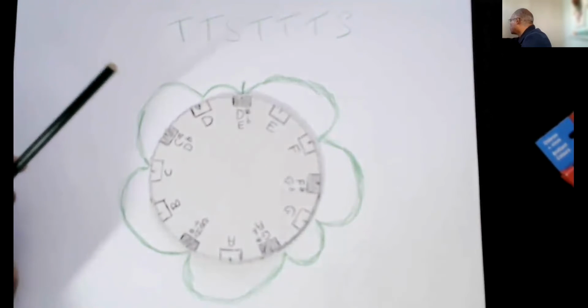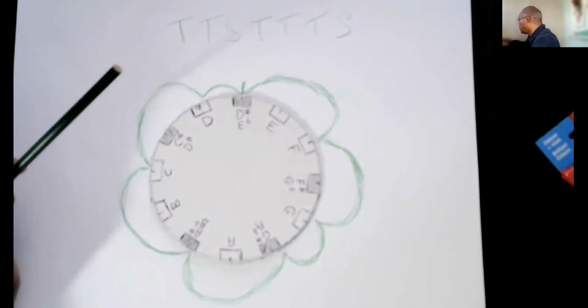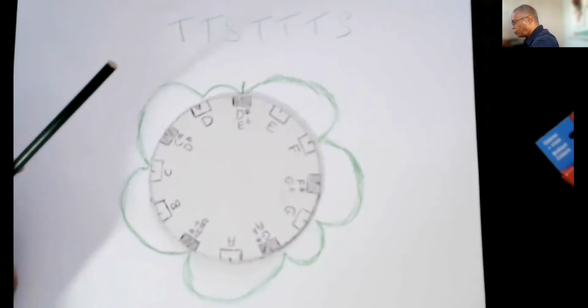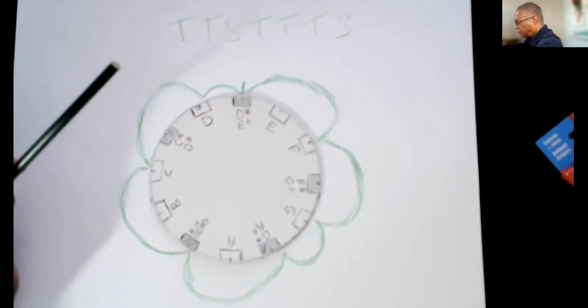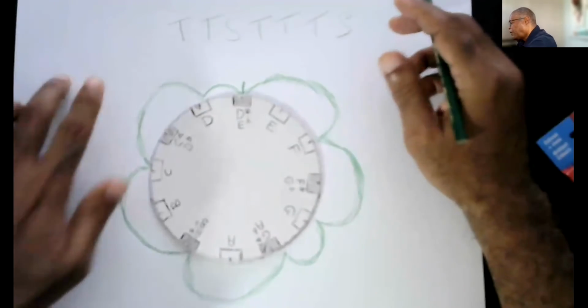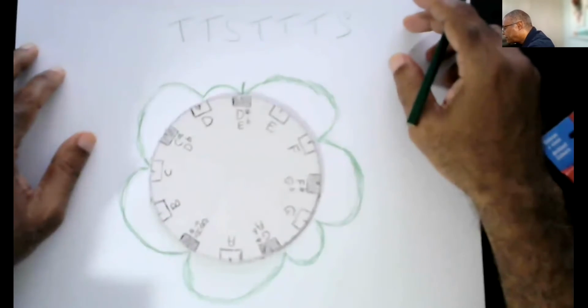E flat major, and that should sound like this. I'm trying to get my keyboard on. E flat major. All right, there you go. So E flat major, E flat, F, G, A flat, B flat, C, D, back to E flat. Right, so you see it sounds just like the major scale. So that is fascinating enough.